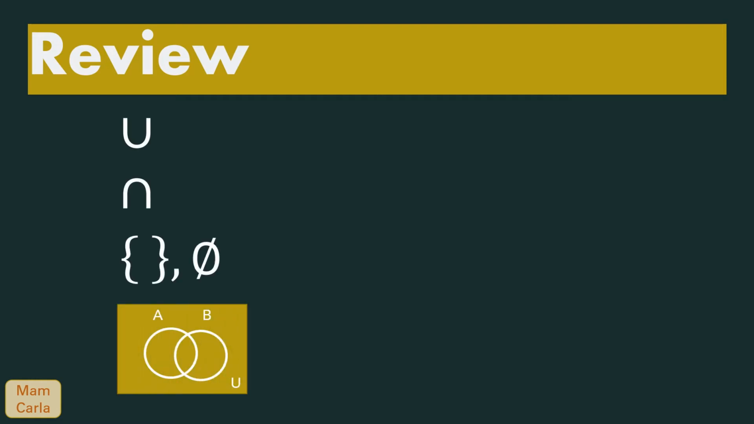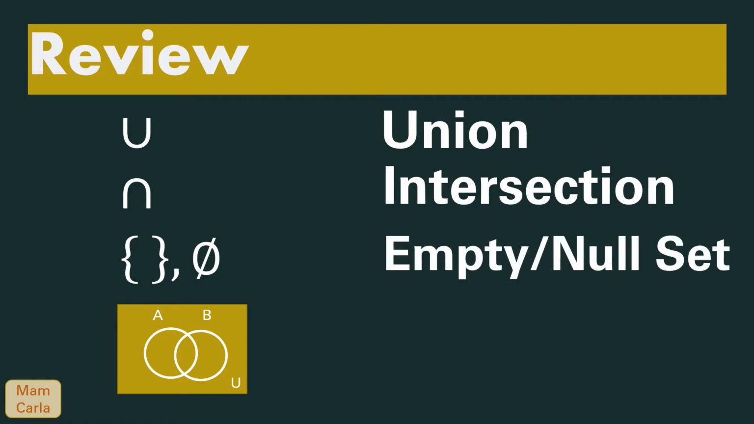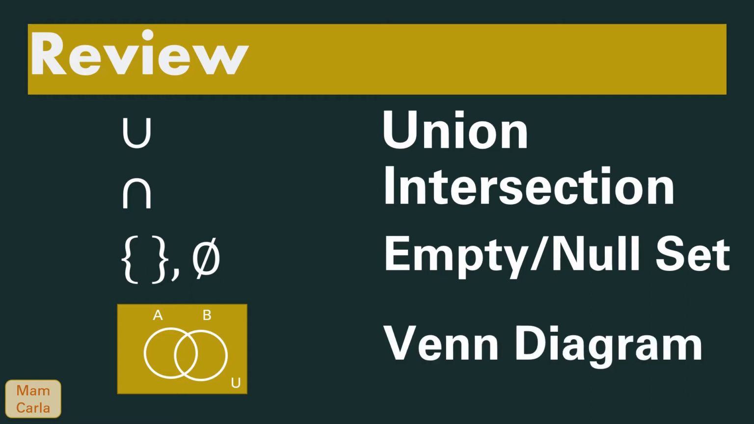Let us try to recall our lesson on sets and try to name and define the following symbols. The first symbol is union. The second one is intersection. The third one represents the empty or null set. And of course, the last one is a Venn diagram. The following symbols will help you understand our topic.